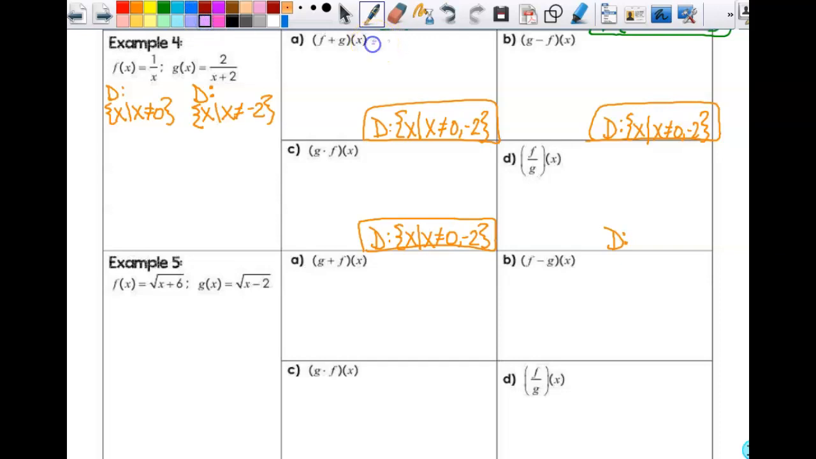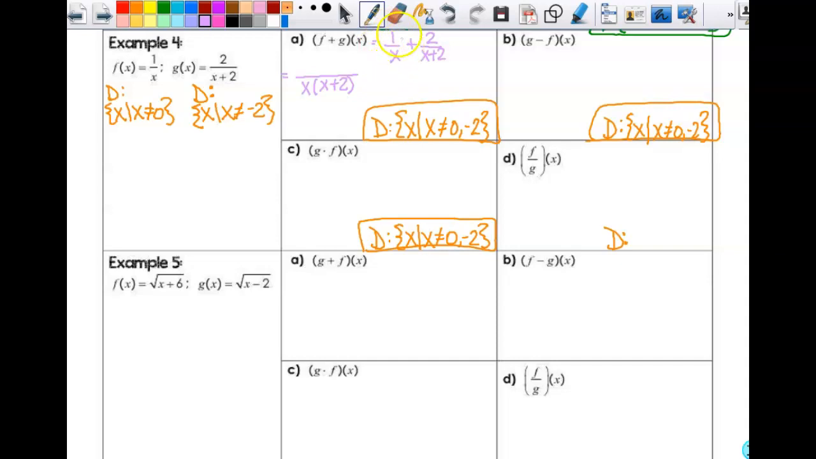So when I add them, I get 1 over x plus 2 over x plus 2. When you add fractions, what do you have to have besides 4th grade skills? Common denominator. So what would my common denominator be? Well, it's going to have to be, I'm just going to multiply these. It's x times x plus 2, because I can't just add a 2 to the denominator. So my common denominator is going to be x times x plus 2. That's the easiest way to get a common denominator. Might not always be your least common denominator, but in this case it is.